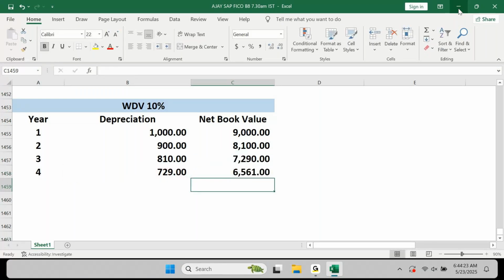It takes a long time for the WDV method to make it zero. Till when do you need to continue? Until the asset value becomes zero, or until the asset is disposed, retired, or sold. Clear?